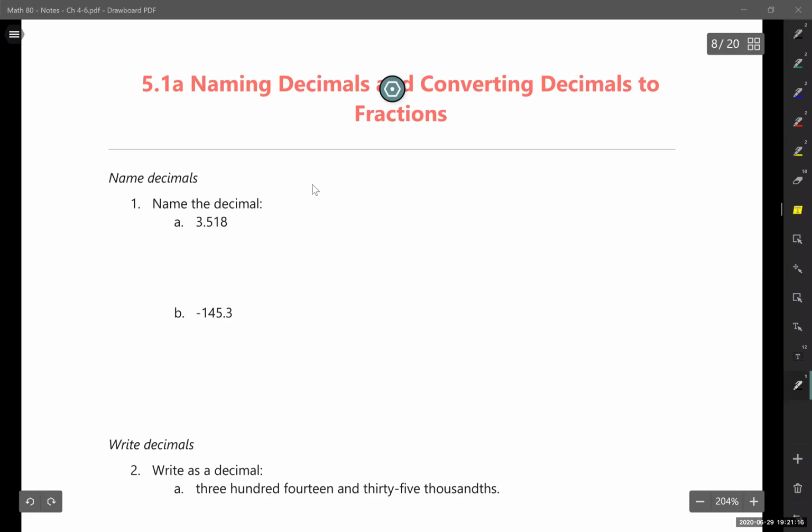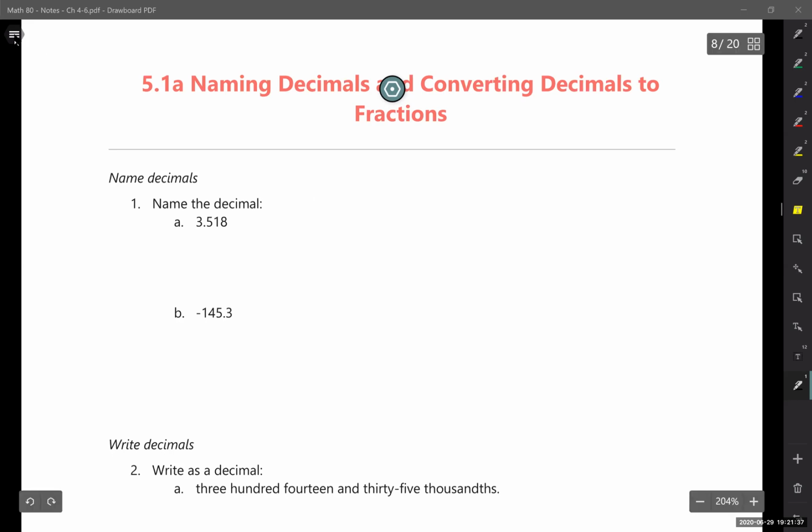All right, so looking at today's topics, we have section 5.1, naming decimals and converting decimals to fractions. So before we start this section, it's very handy to know all of the place values for all of the decimals. And it's tedious to write out the whole chart and have you write out the whole chart.